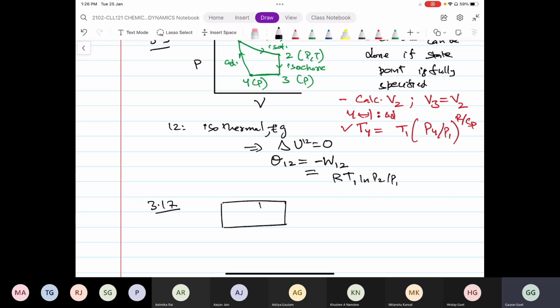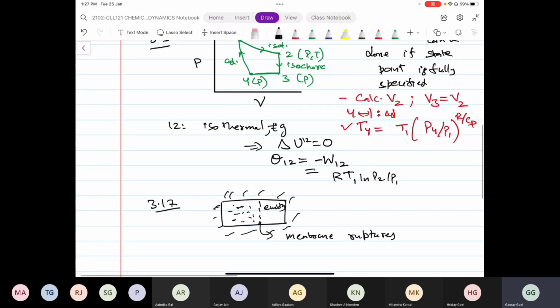A process is given. You can read at your own leisure. One side is empty. On the other side, you have some gas. This entire container is insulated, and the membrane ruptures. So this membrane has ruptured, and they are asking you a few questions about what is happening in terms of work, temperature, etc.